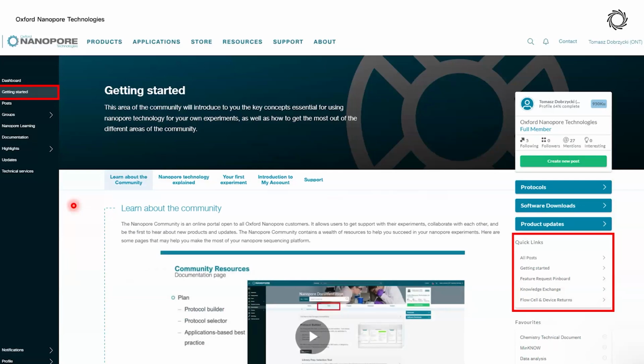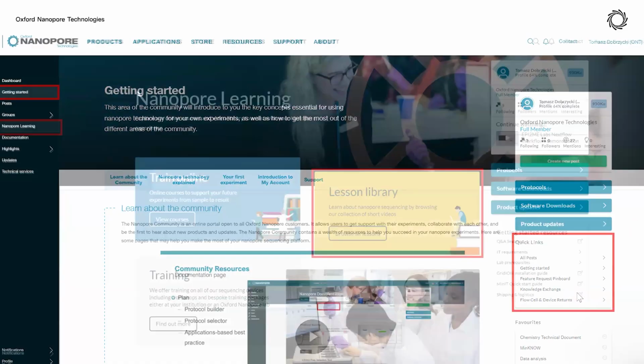Here is an example of how we can use it. There is a tab called Getting Started. If you click there, you will get the idea of what this web page contains, what the resources are that we have here. There are protocol tabs, software downloads, product updates. These are quite useful. Specifically, I would say the protocols, software downloads and whatever updates we do, and you can get all the latest information from here.